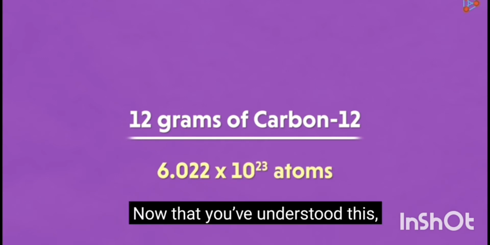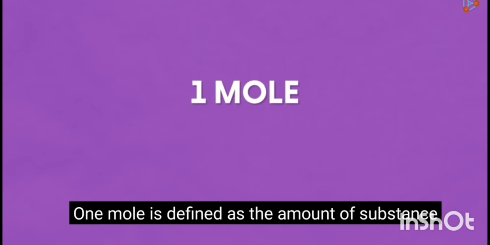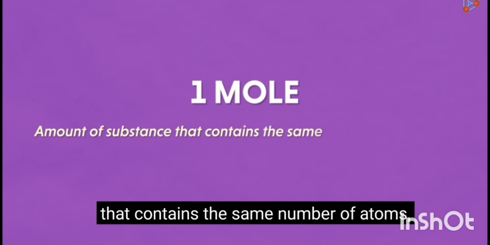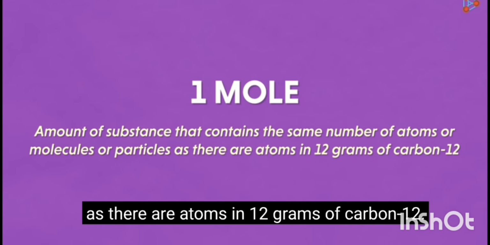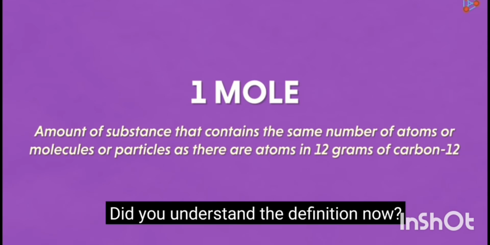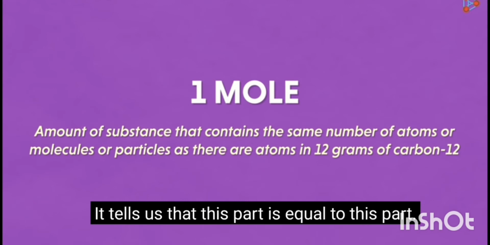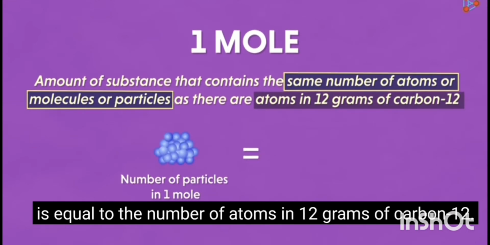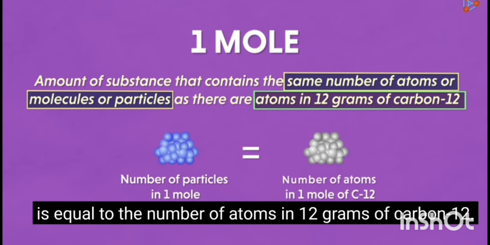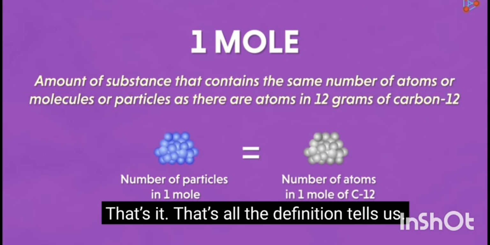Now that you have understood this, let me repeat the definition for you. 1 mole is defined as the amount of substance that contains the same number of atoms, molecules or particles as there are atoms in 12 gram of carbon-12. Did you understand the definition now? It consists of two simple parts actually. It tells us that this part is equal to this part. The number of particles in 1 mole of a substance is equal to the number of atoms in 12 gram of carbon-12. That's all the definition tells us.